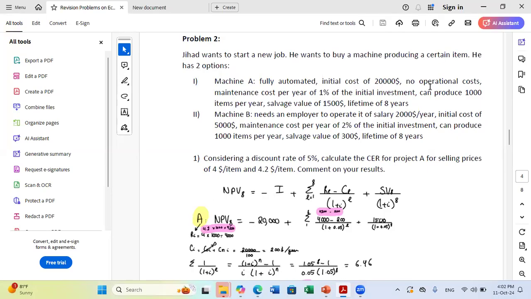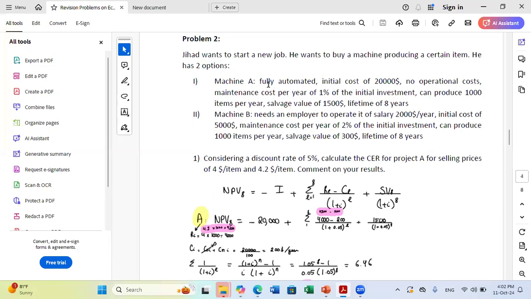It has no operational costs. The maintenance is 1% of the initial investment, and it can produce 1,000 items per year. It has a salvage value of $1,500, and its lifetime is 8 years.